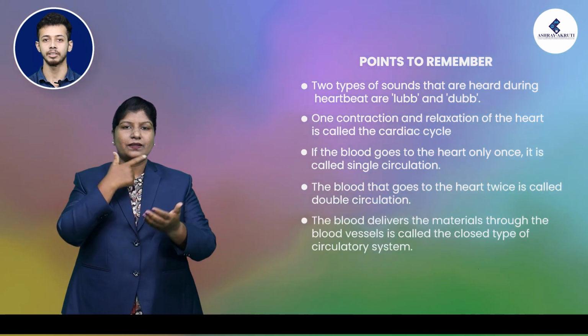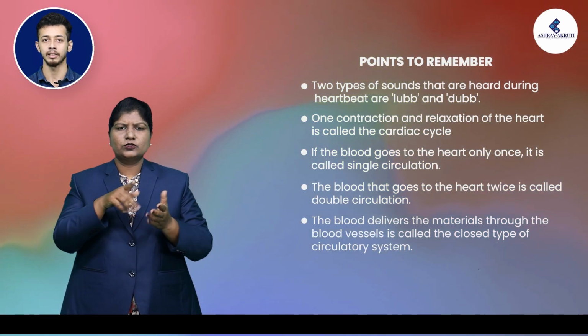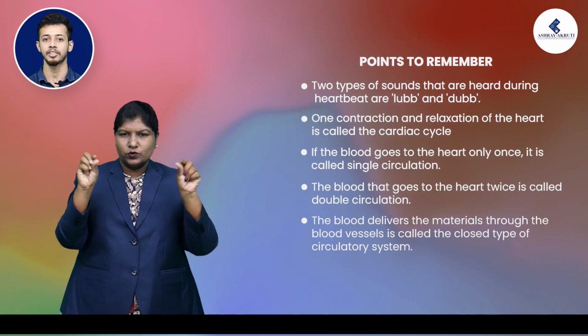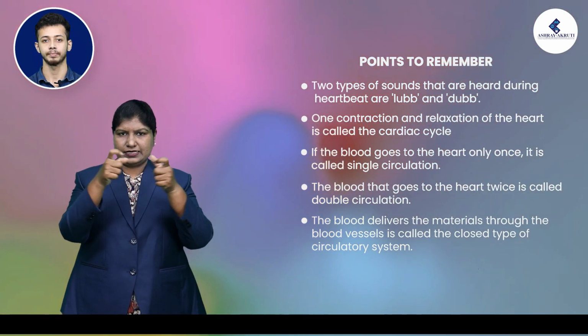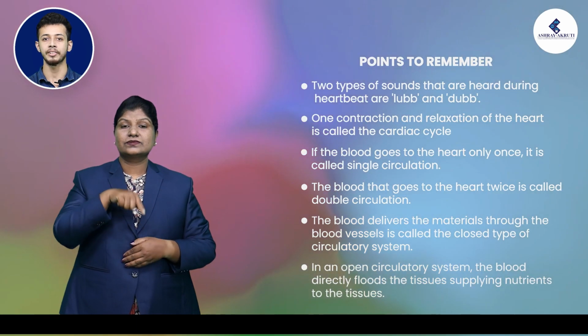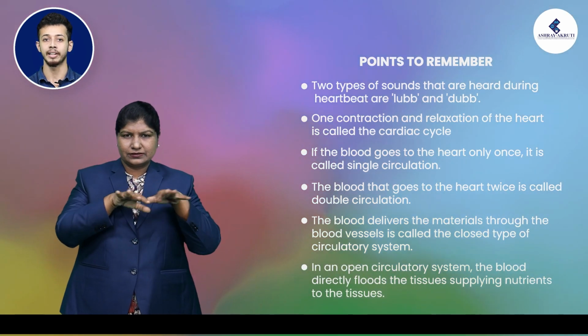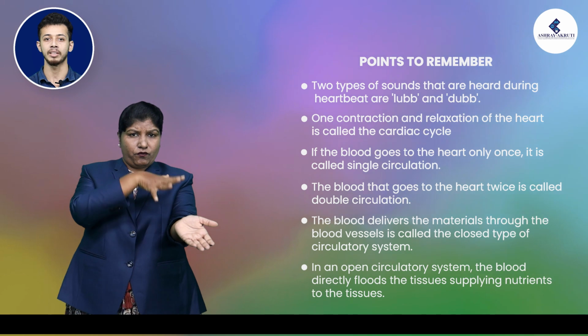When the blood delivers the materials through the blood vessels, it is called the closed type of circulatory system. In an open circulatory system, the blood directly floods the tissues, supplying nutrients to the tissues.